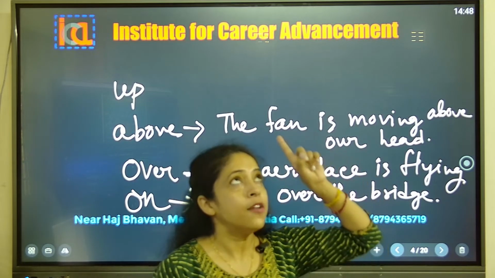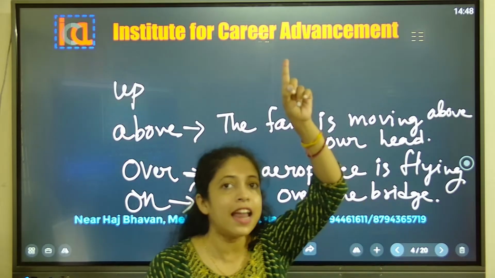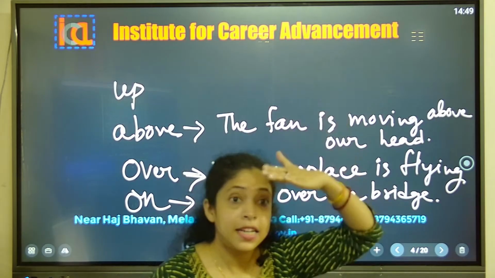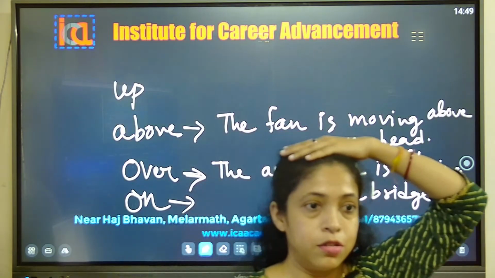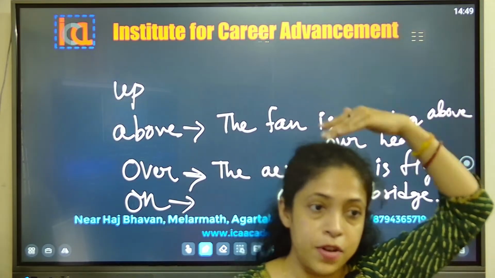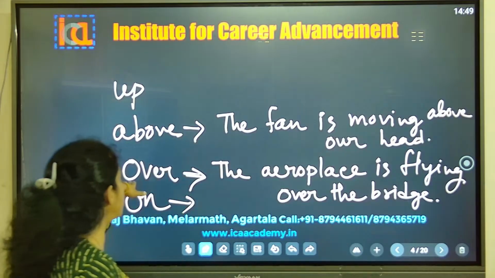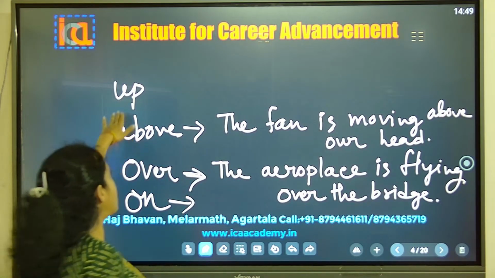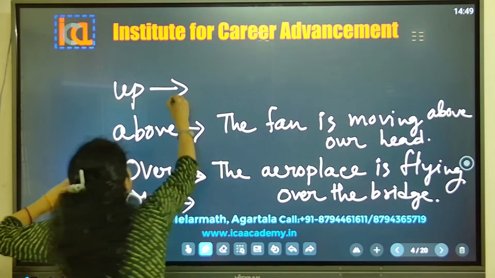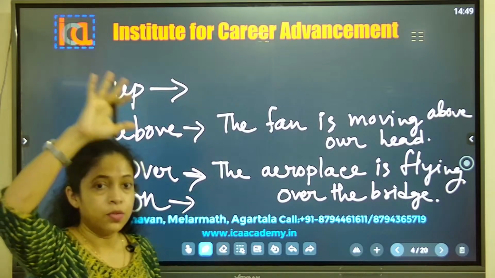So whenever the fan is moving, it is over our head and it is just moving, but it is not touching our head. There is a particular distance between the fan and our head. So that is the difference between over and above. And up also. Up means high above.